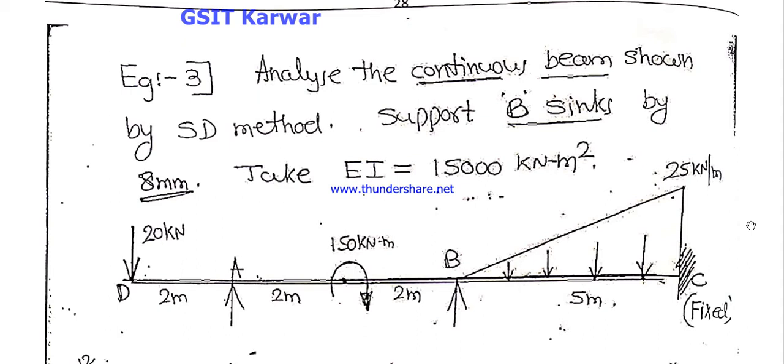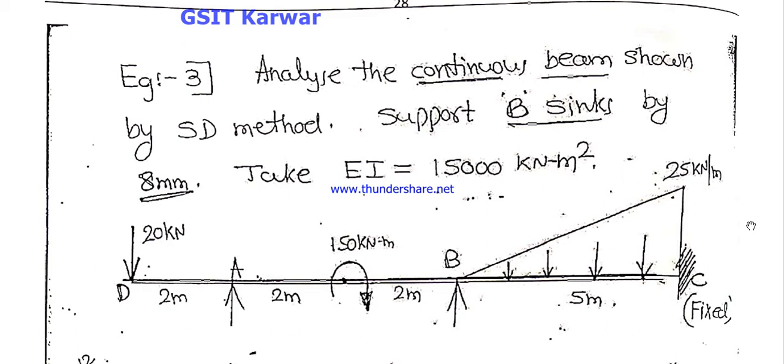And also you can take the EI value. In the last problem we kept EI constant because the value was not given, but here the value is given, so you can substitute it. Okay, 15,000 kilonewton meter square, you can directly substitute and solve the equation. You will get the correct answer.